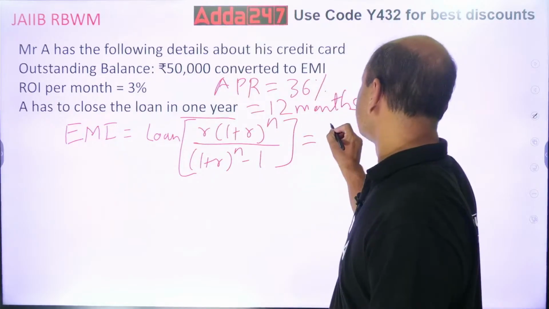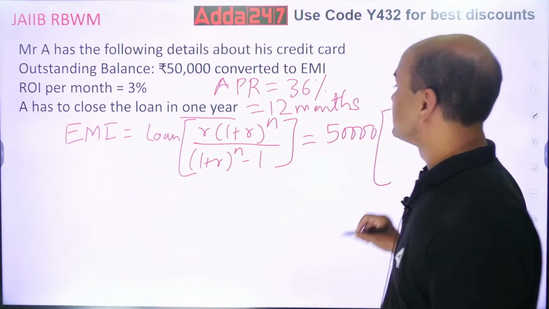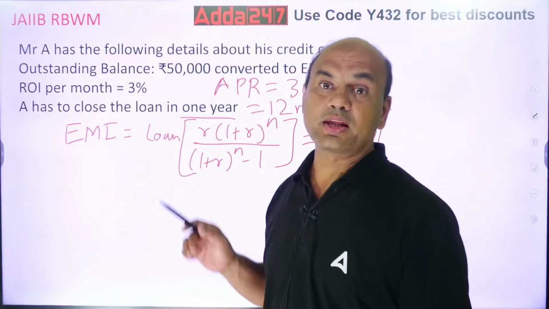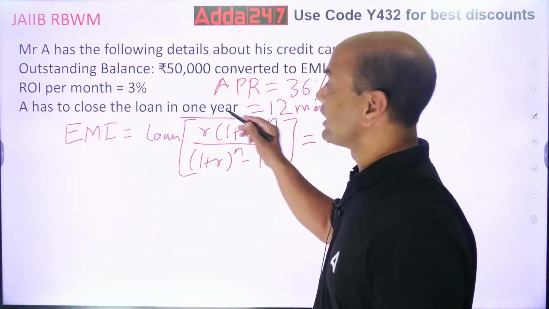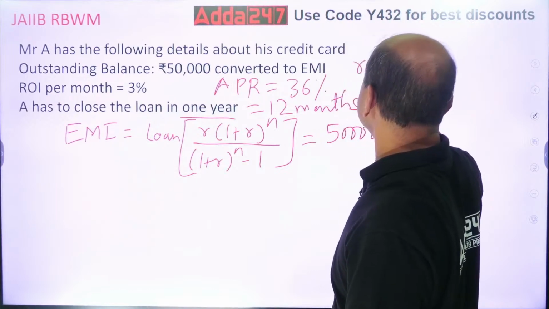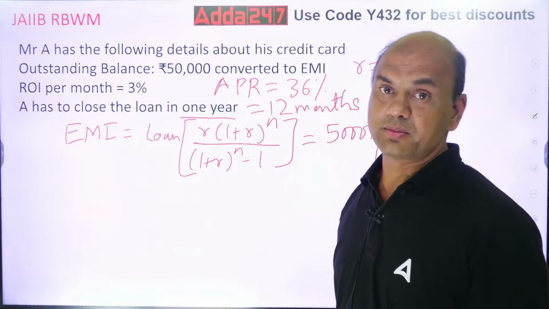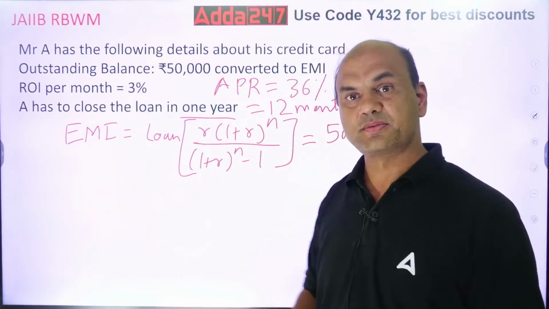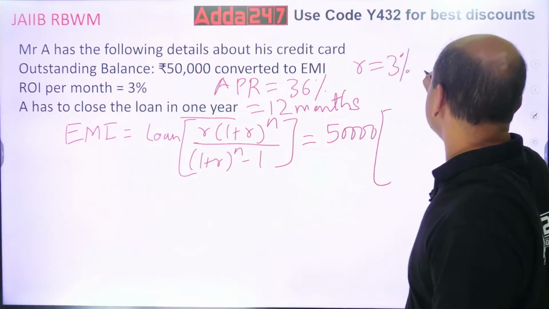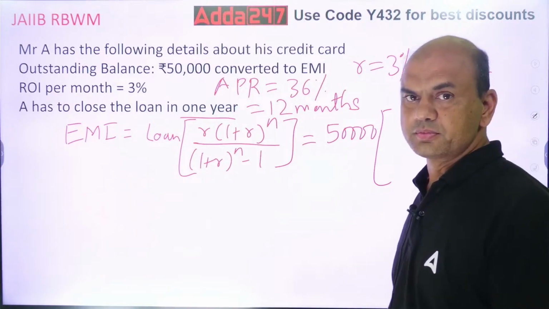Loan amount is 50,000. Now what is R? Pay attention. Whenever you are finding it for EMI monthly, R will be taken from month. So R over here equals 3%. And what is N then? N is a period. Period should also be in months. Don't take it in years. It should also be in months. So N equals again 12.